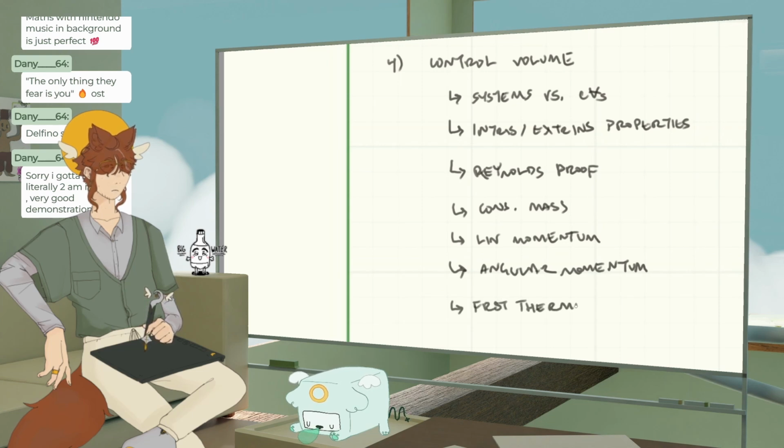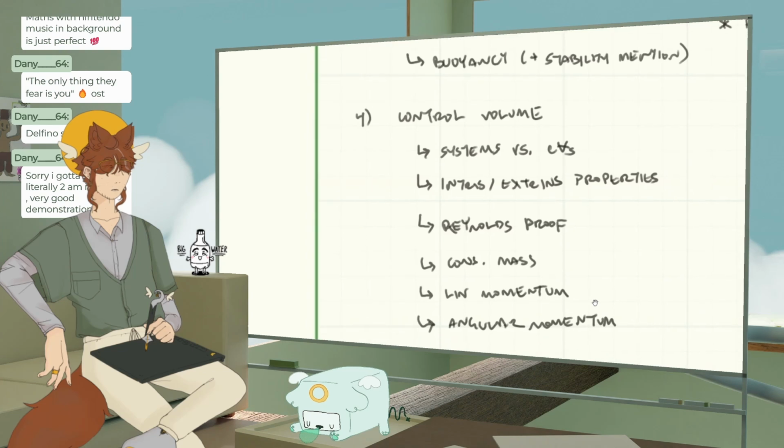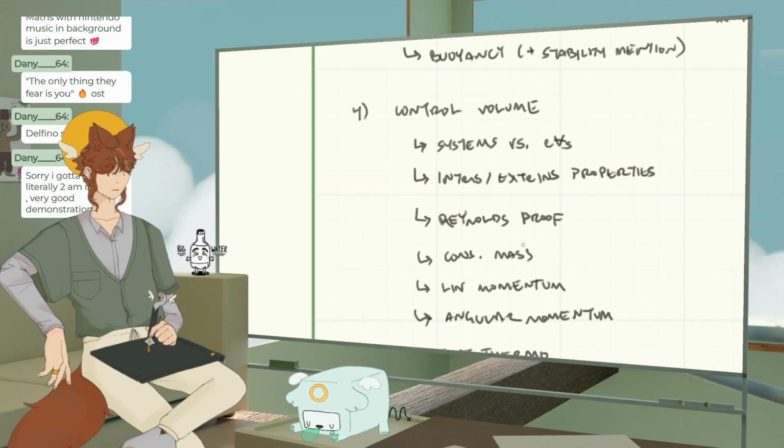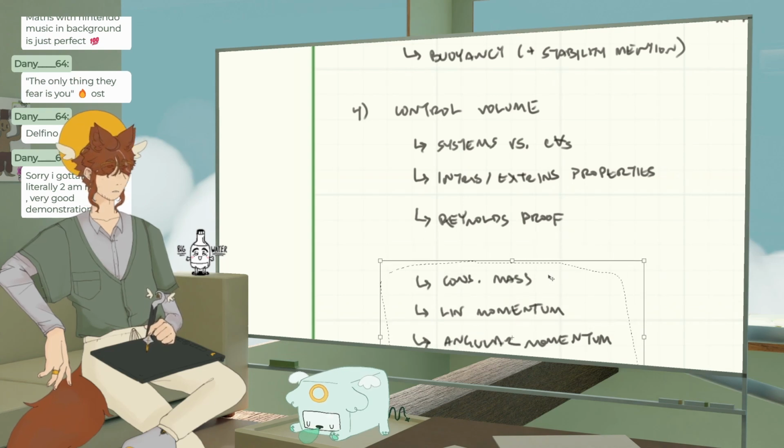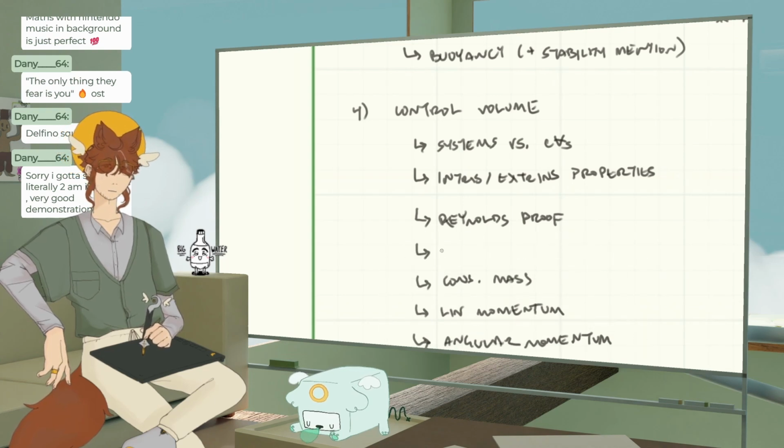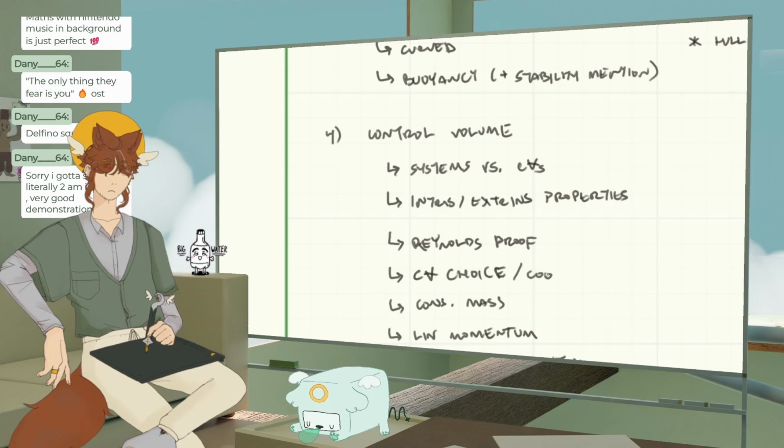Because I want to talk about control volume choice. I think we do the Reynolds proof, we do conservation of mass, then we take a break to talk about control volume choice. No, before we do conservation of mass, we talk about control volume choice. It's not a super long topic, but I think it's important to start thinking about that before getting into it. And also system choice.